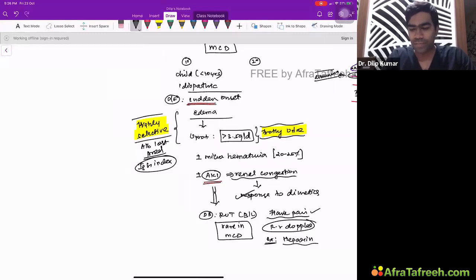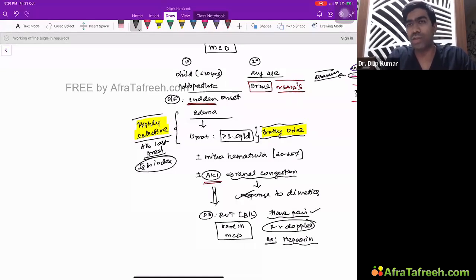And secondary causes of MCD can happen at any age. It's not like it will happen only in young age. It can happen in any age. Very important are the drugs. Drugs are extremely important as far as secondary nephrotic syndrome is concerned. And the most important drug of all is NSAIDs. NSAIDs are the most important. Multiple times asked questions. Remember, usually in adults also, analgesic nephropathy commonly presents with massive proteinuria.